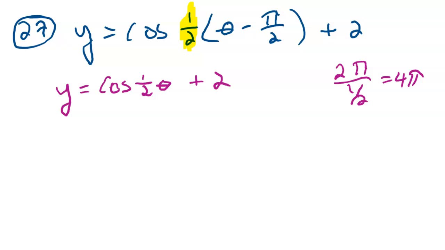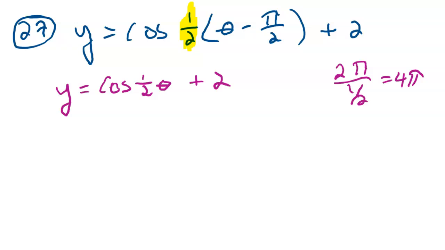Phase shift is pi over 2 to the right, but we're not going to worry about that till later. That's our last thing we're going to do. And then we're going to do a vertical shift of 2 units. Again, the order doesn't really matter. You can do these in different orders and still get the right answer, but I think this is the best way.